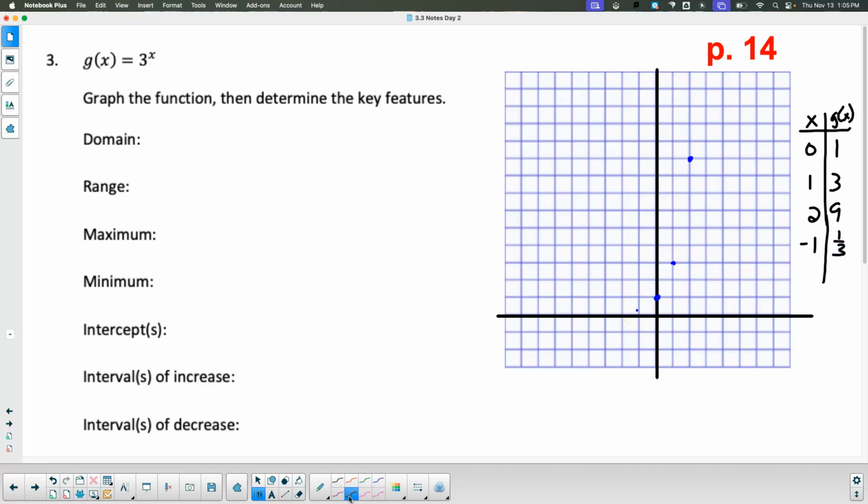So our function is going to come in above the x-axis and then curve up and up and up and up. All right? So what would the domain of this function be?